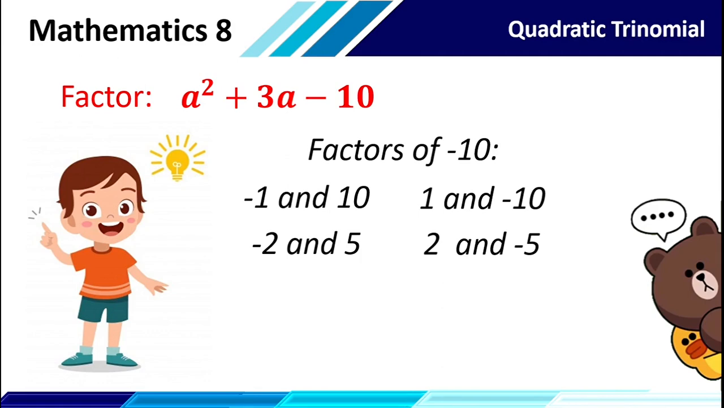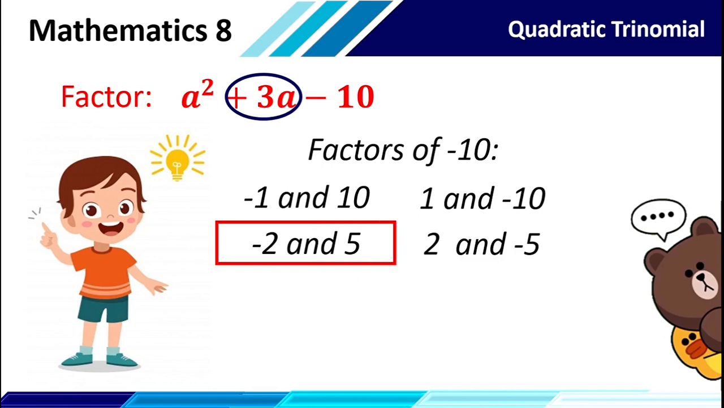Our next step is to find a pair of factors that when we add, the answer would be positive 3, and that is negative 2 and 5. Our last step is to write it as a product of two binomials. Therefore, our final answer is a minus 2 times the quantity of a plus 5.